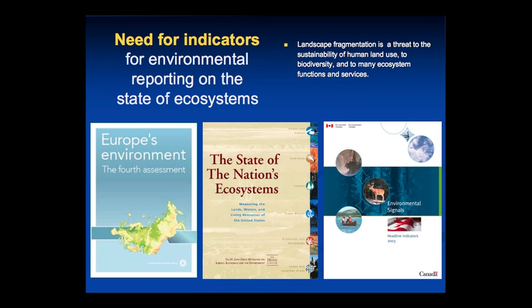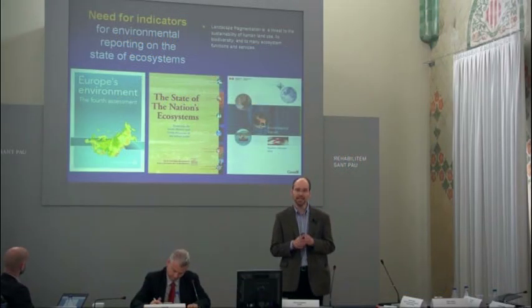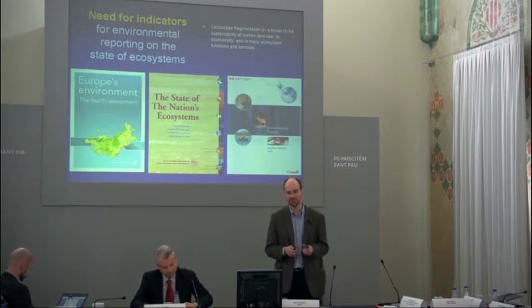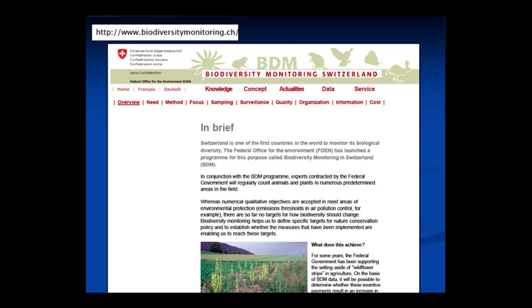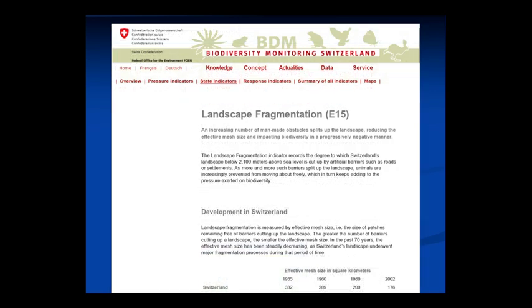The need for indicators has been stated over the last 15 years a lot. Here are a few examples from Europe, from the United States, and from Canada. Because we already know today that landscape fragmentation is a serious threat to the sustainability of human land use, to biodiversity, and to many ecosystem functions and services, even if we don't fully understand all the mechanisms. This is an example from Switzerland, the biodiversity monitoring system, which has been in place for about 10 years now. It uses various indicators in 3 groups, and landscape fragmentation is one of these indicators under the pressure indicators, and it uses the effective mesh size.